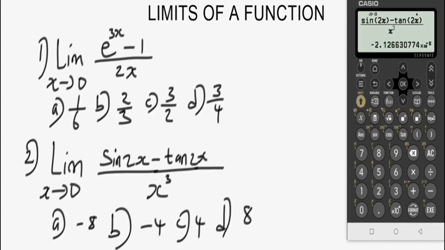Don't forget to reset the calculator once you are done. Very, very important. To reset, as usual, just press the setting button, navigate down to reset, press execute, go for initialize, press execute again, and it's done.